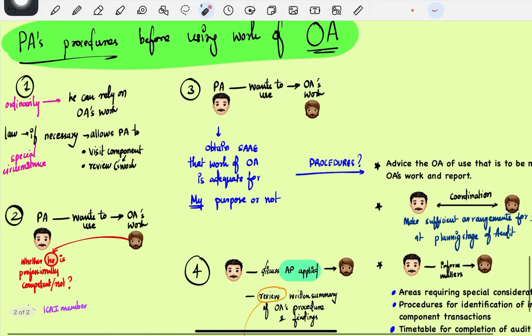Before using the work of Other Auditor, what are the procedures the Principal Auditor needs to perform? First and foremost, ordinarily the Principal Auditor can rely on the Other Auditor's work. But in special circumstances, the law says that if necessary only, it will allow the Principal Auditor to visit the component or review the component's work.